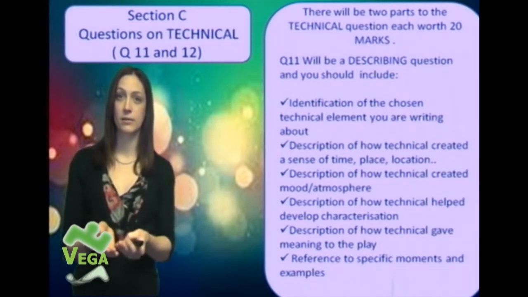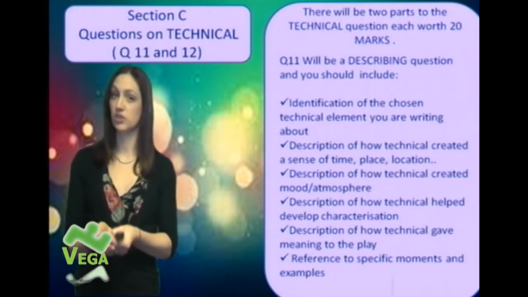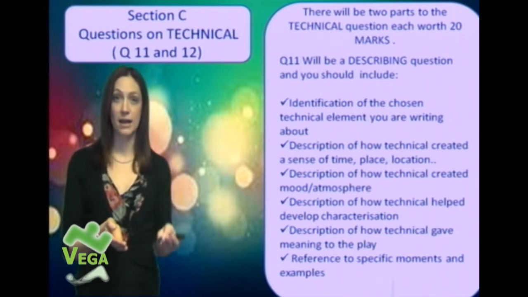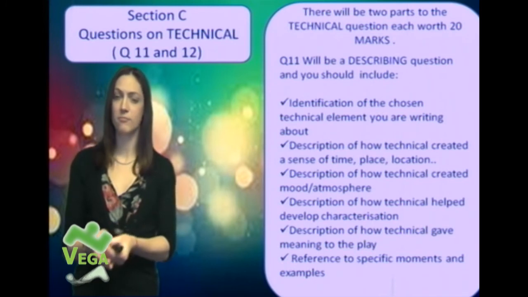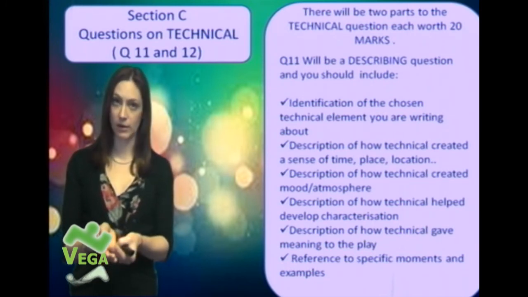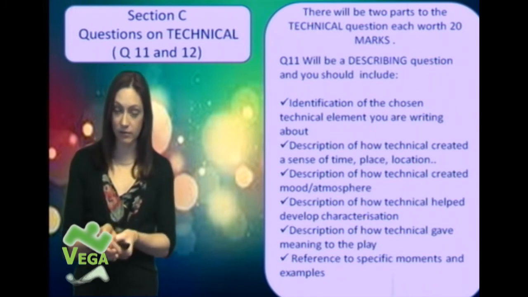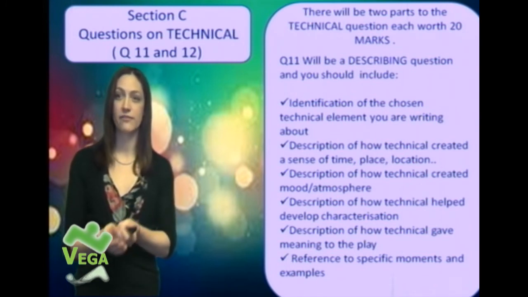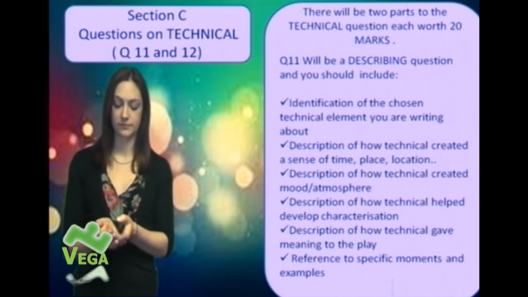How did the technical element support characterisation? So if it's costume, how did the costume match the character and their personality? How did the technical element give meaning to the play? How did it support the storyline or any symbolism in the play? Once again, you must always refer to specific moments and give clear, detailed examples.